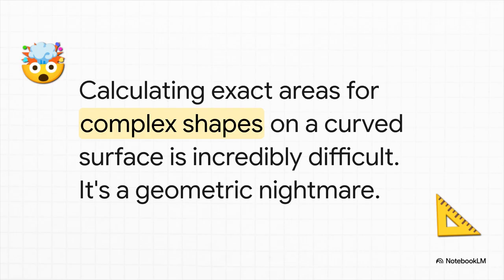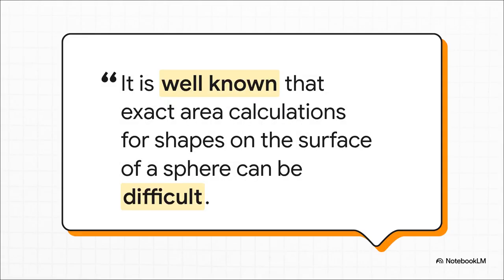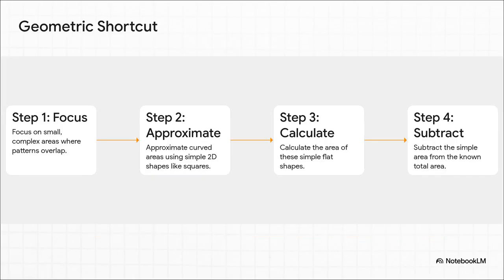It's a total geometric nightmare. And hey, don't just take my word for it. The researchers themselves say it plainly in their paper. It is a well-known difficulty. So the very thing that makes the map so elegant, its perfect spherical shape, is also what makes it a huge mathematical challenge. So how did they crack this puzzle?